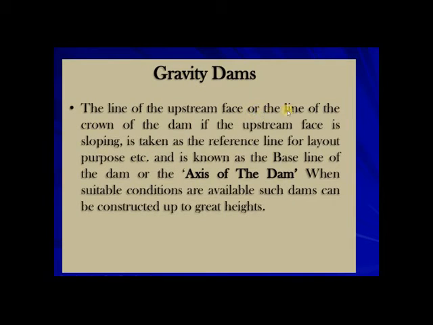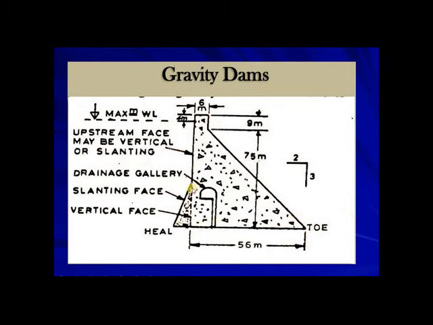The line of the upstream face, or the line of the crown of the dam if the upstream face is sloping, is taken as the reference line. That is called the baseline of the dam, or the axis of the dam, when suitable conditions are available. So this is an example of a gravity dam. We have 56 meters here, and we have a vertical. If this small triangle is not present, then this is called a vertical face.